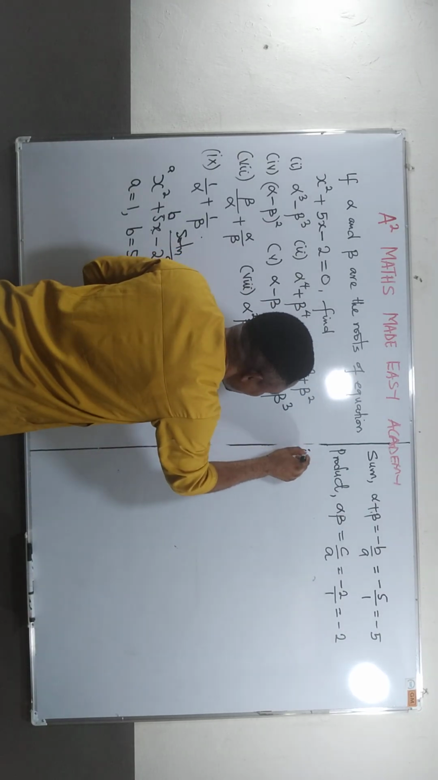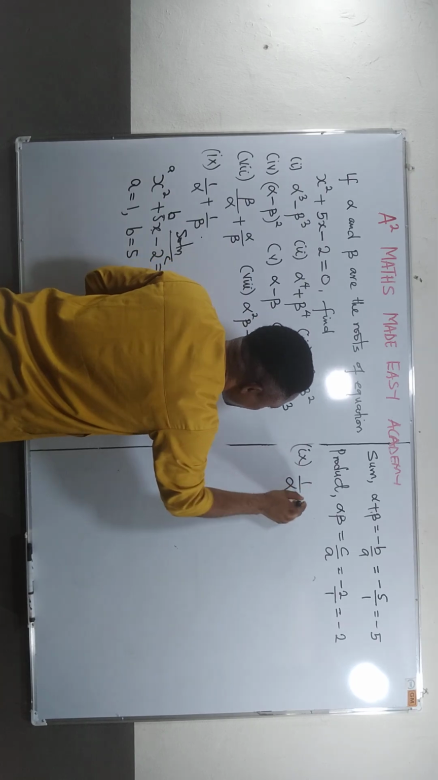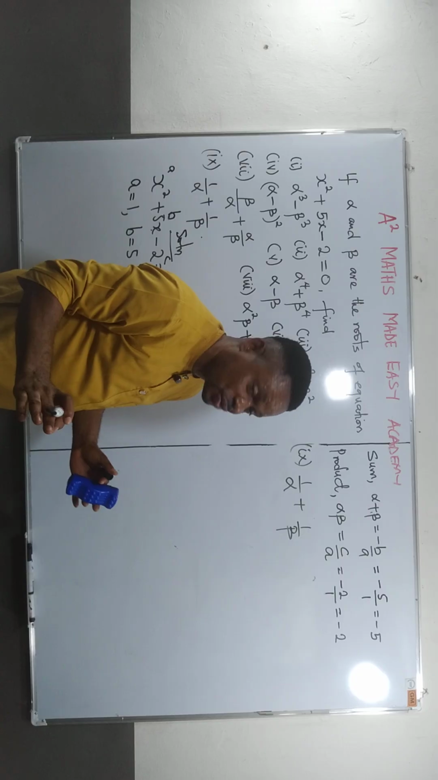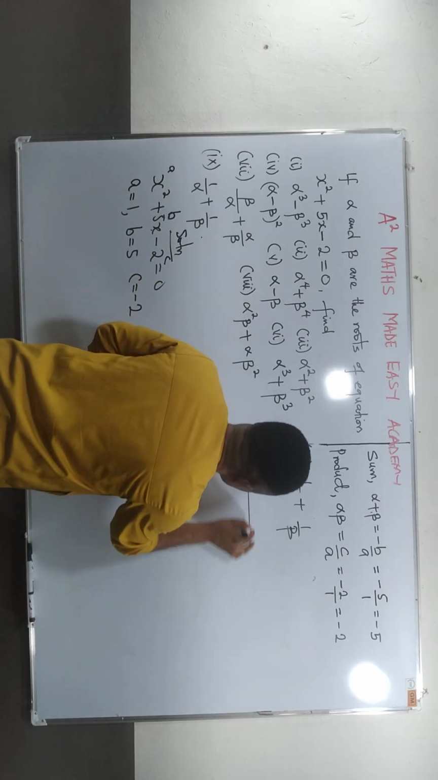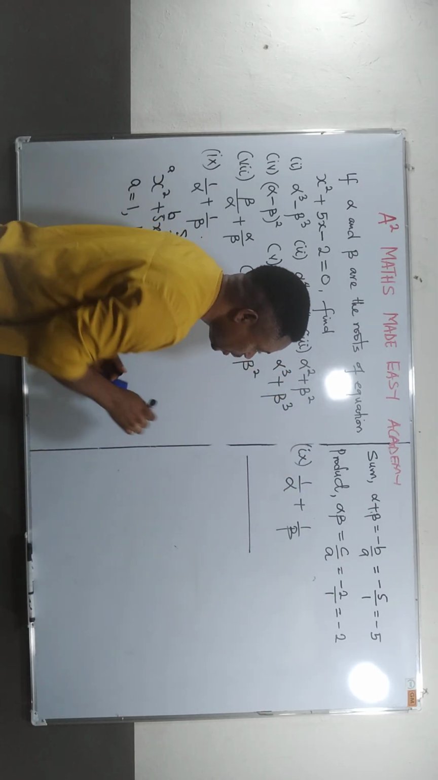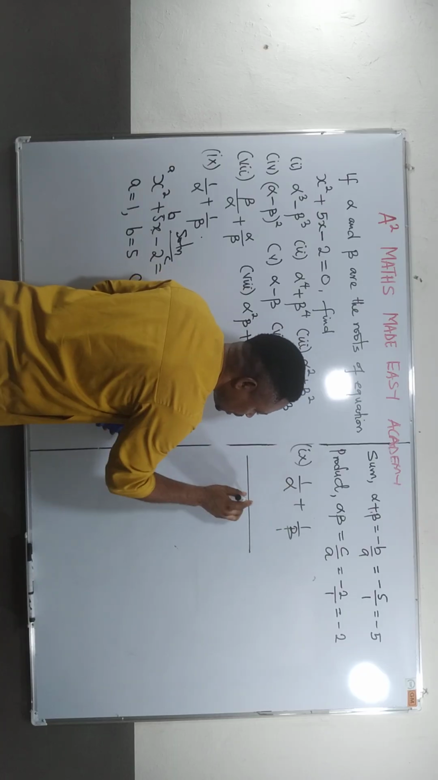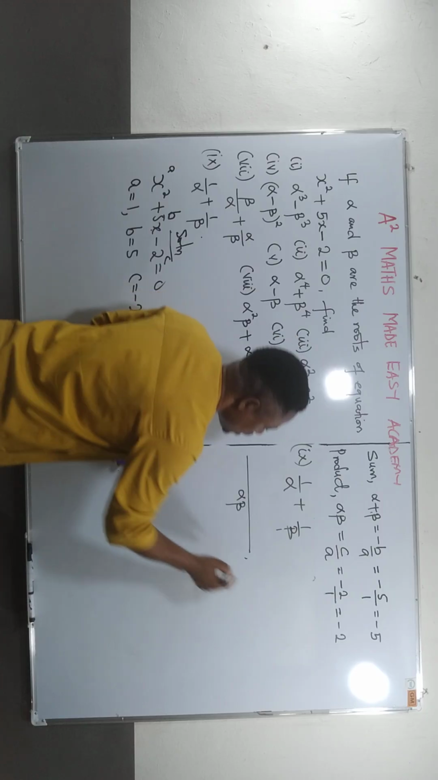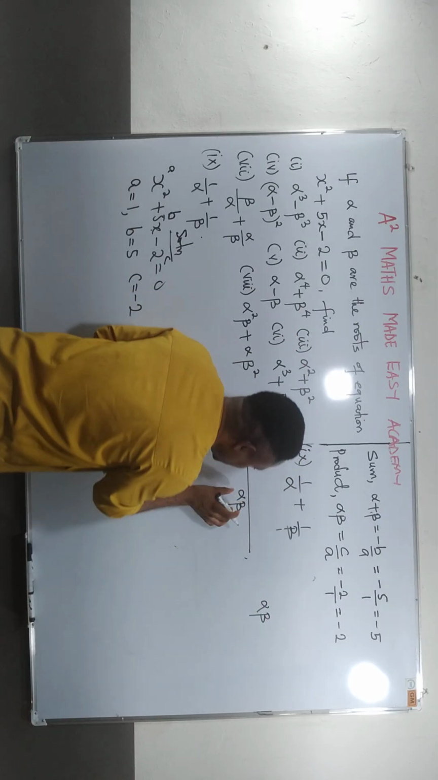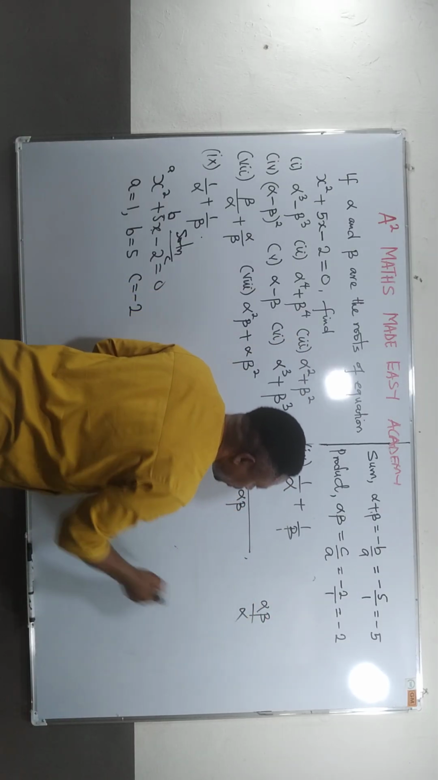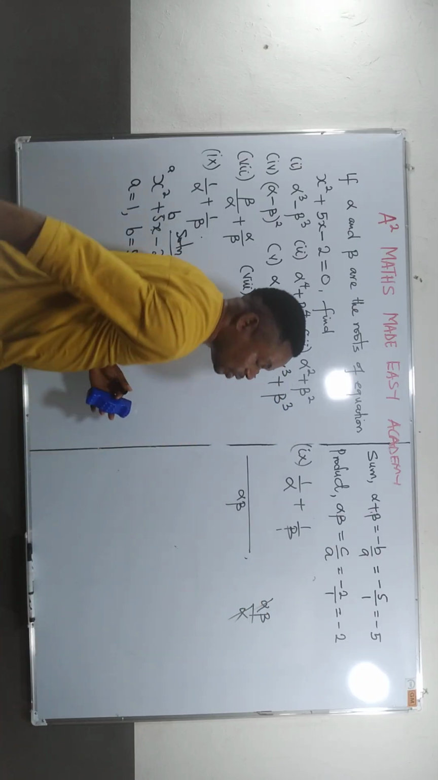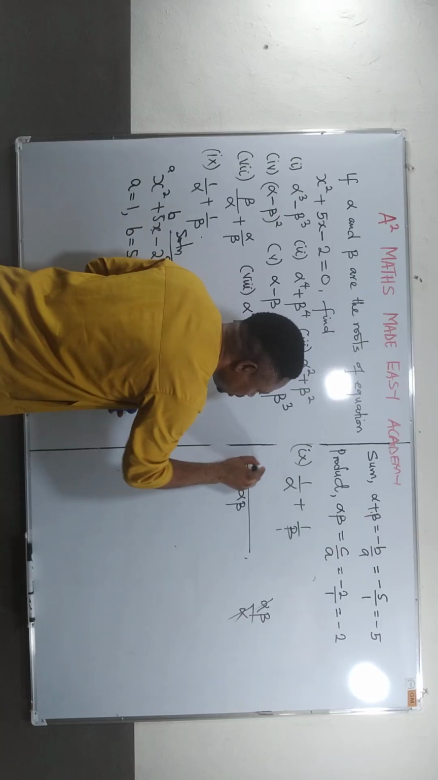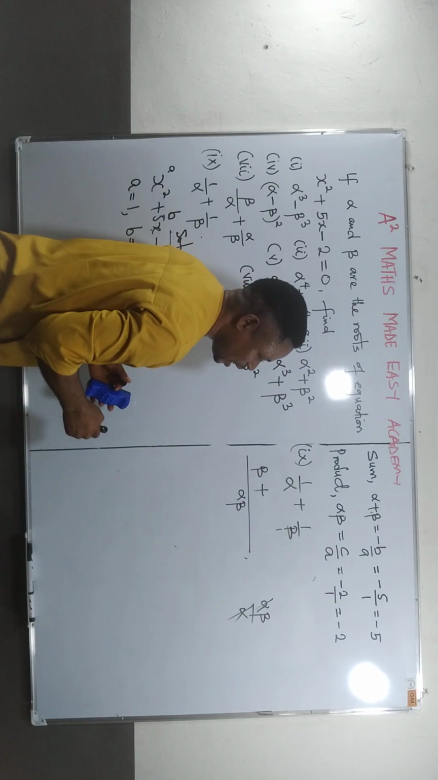Are you with me? Number 9 says 1 over alpha plus 1 over beta. This one has no formula also. But what do you do? You take the LCM. Now here the LCM is alpha beta. I'll introduce alpha beta here. Then what do you do next? Alpha beta divided by alpha: alpha will cancel alpha, it will now remain beta. Beta times 1 gives you beta. Then we add.